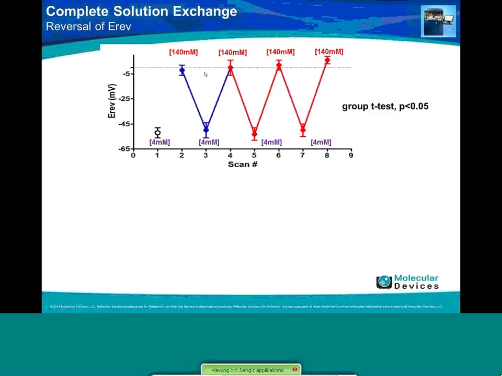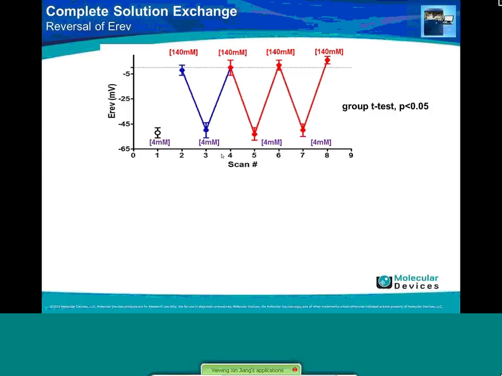At the end of the experiment, when you do the group t-test on the reversal potential measured at the two different sets of solution concentration, you get very similar data. The t-test shows there's no statistical difference between the reversal potentials measured, be it the first or the fourth exchange of solutions with the same concentration of potassium.